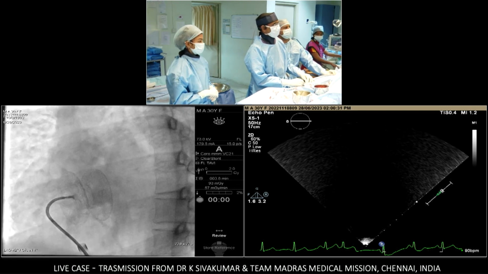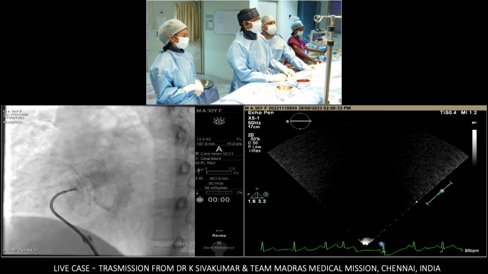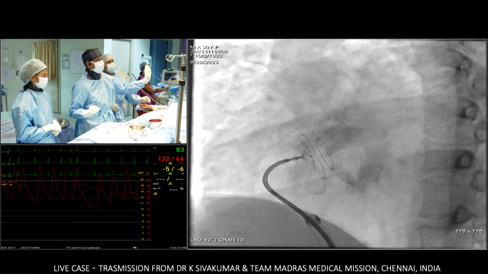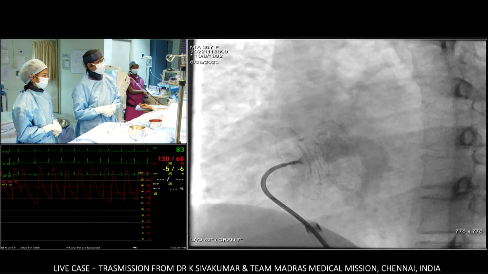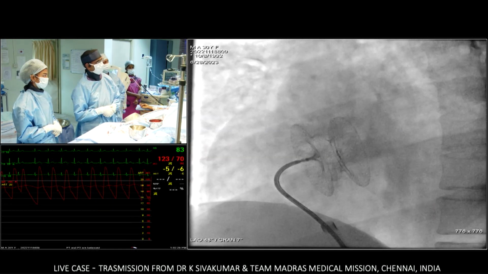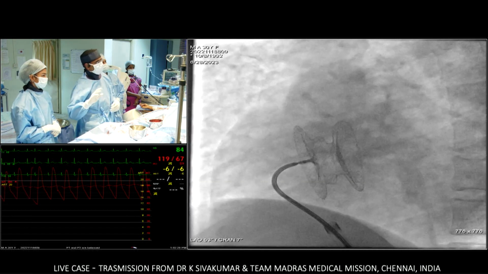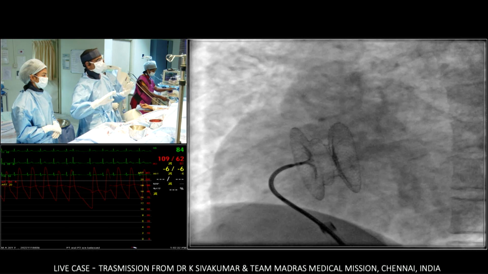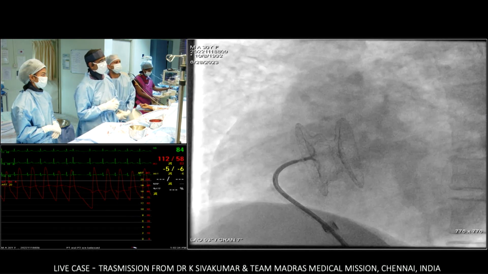This is a Trevisio cable that I'm using. As I told, there is no dedicated device, there is no dedicated sheath as of now. That's enough. No need for cranial. Just go LAO. More and more LAO. This is what I was mentioning. If the left atrial disc becomes concave, the device separates out. Go further LAO. Go further LAO.